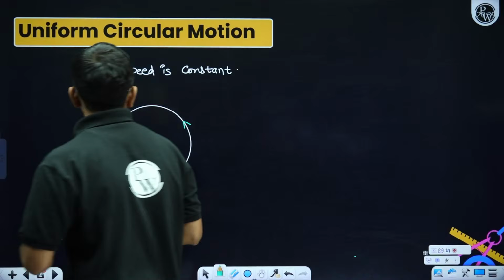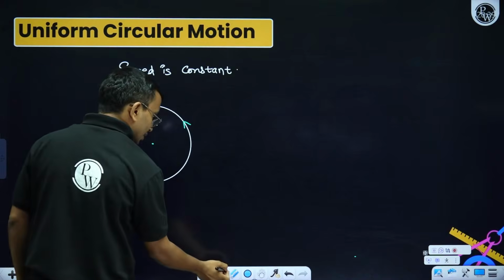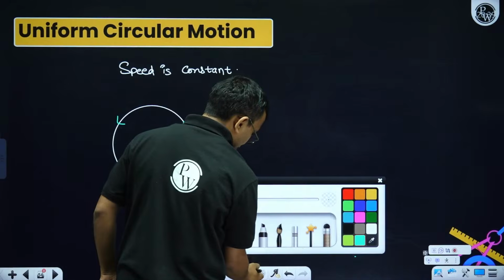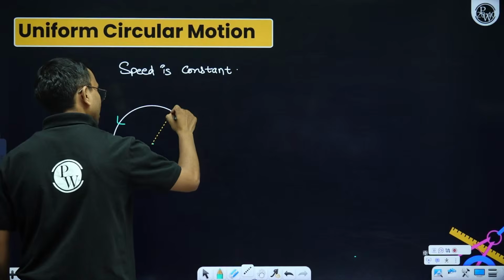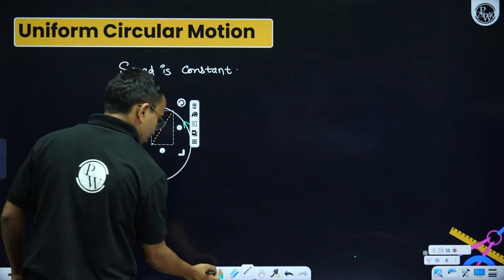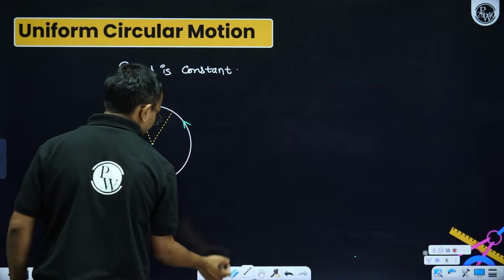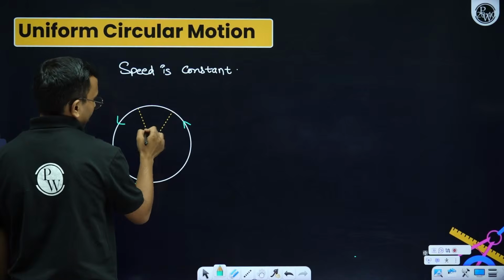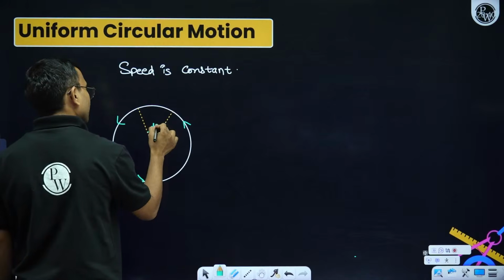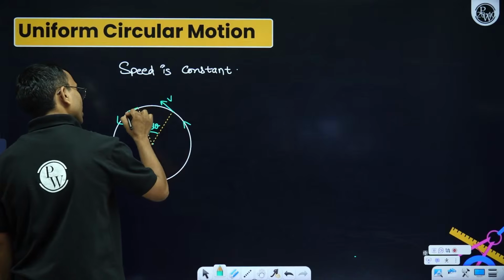Let us take, you are considering a small fraction from here to here, a very small angle I am considering. I am making it big to make you see it properly. This angle I am taking very small, d theta. This was the initial velocity v, this is the final velocity v.